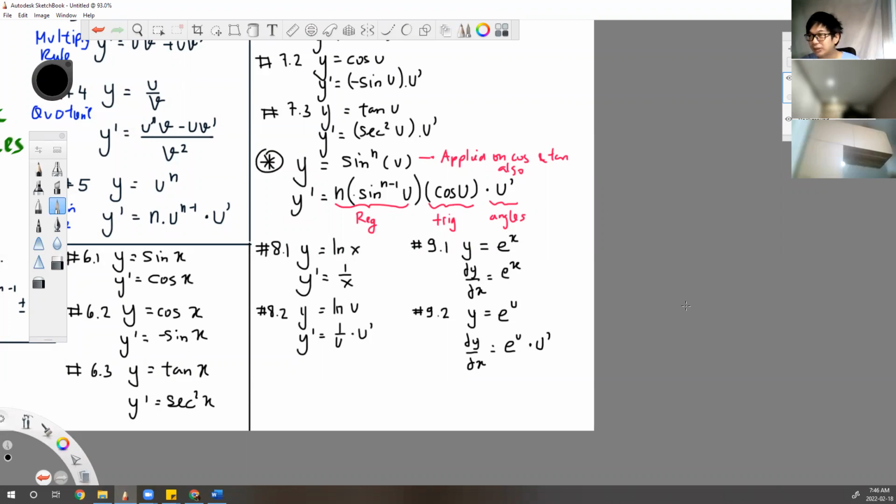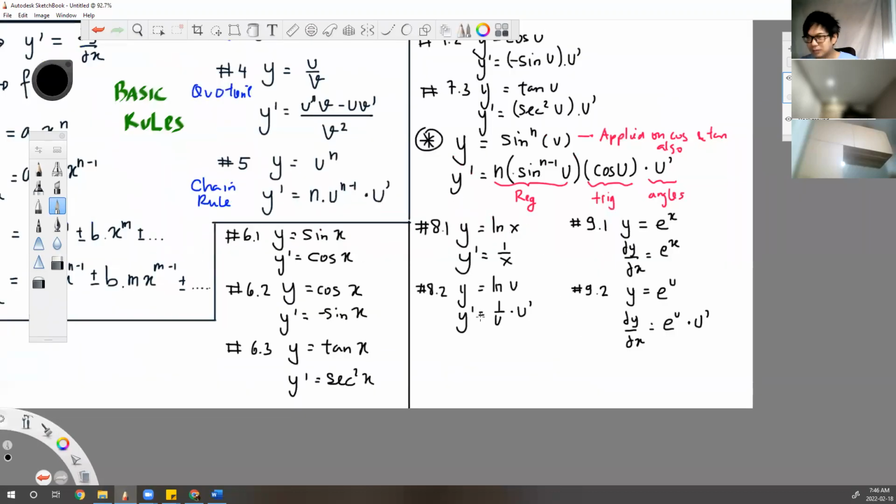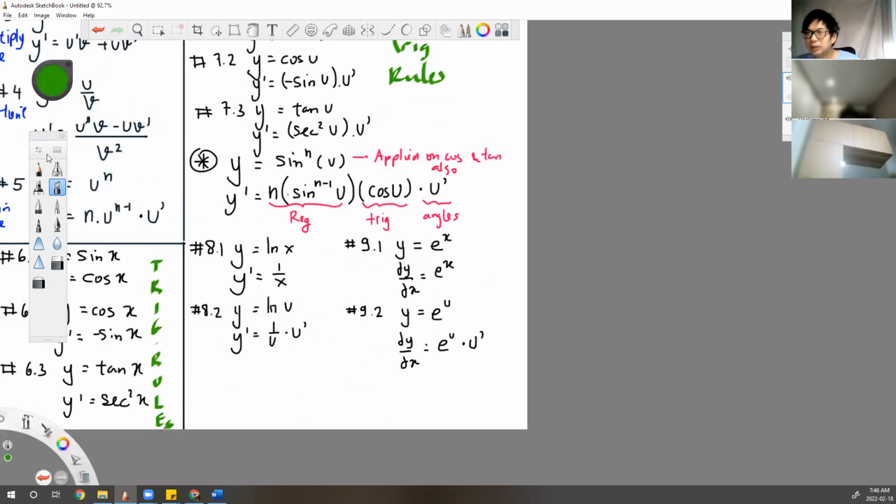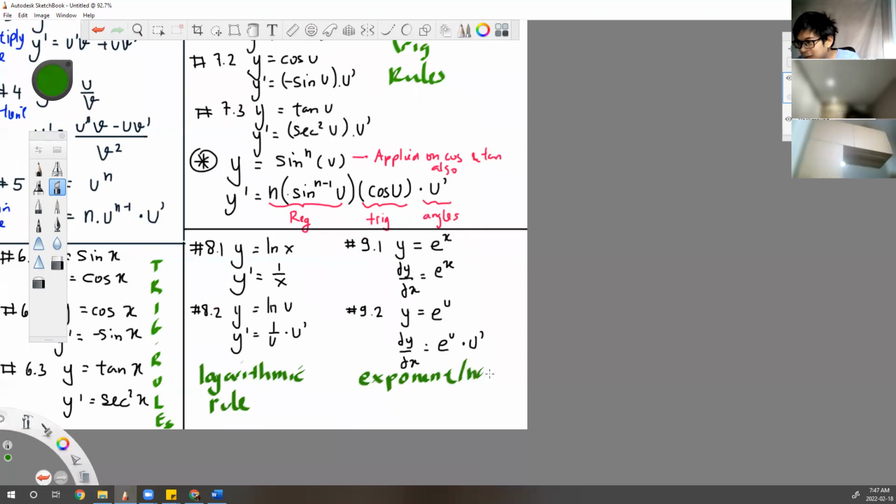I don't have enough space right now. So this is the whole set of rules that you need to understand. Name it: these are further rules, these are trigonometric rules, further trigonometric rules, and this will be natural number and logarithmic rules. And this will be exponential rule, exponent rule. E is exponent or natural number. Or natural rule.